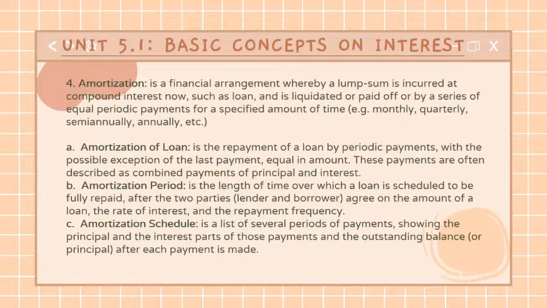An amortization schedule is a list of several periods of payment showing the principal and the interest parts of those payments and the outstanding balance, or your principal, after each payment is made. The majority of financing institutions provide the borrower with an amortization schedule. The data of the amortization schedule are important to the borrower for two reasons. First, the borrower needs to know the total interest paid. And second, the borrower needs the data if he or she is planning on paying off the loan early.